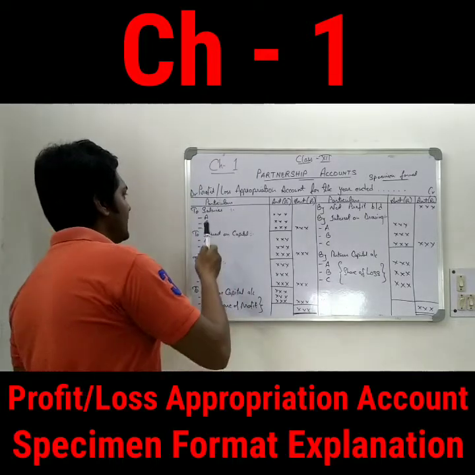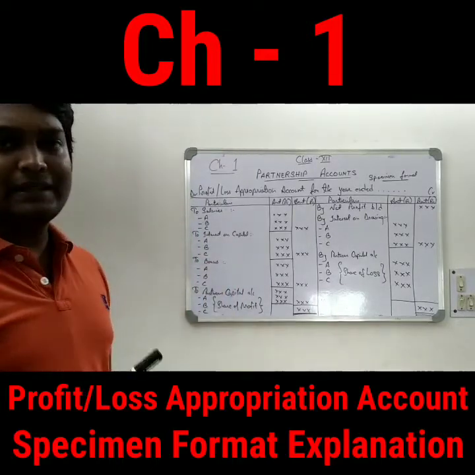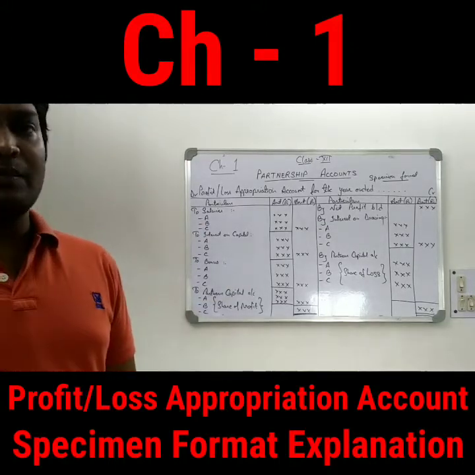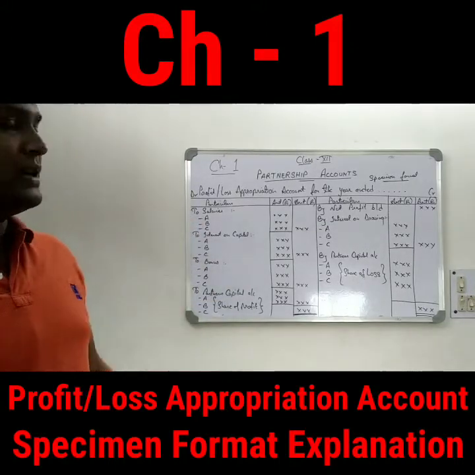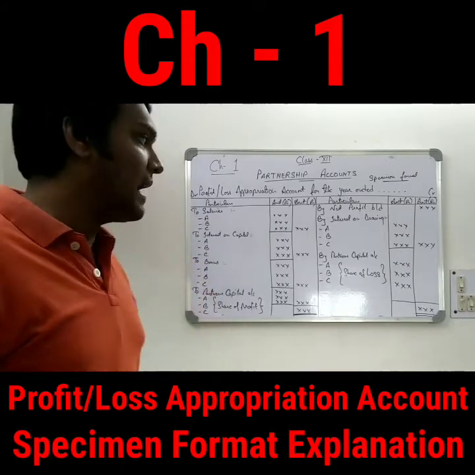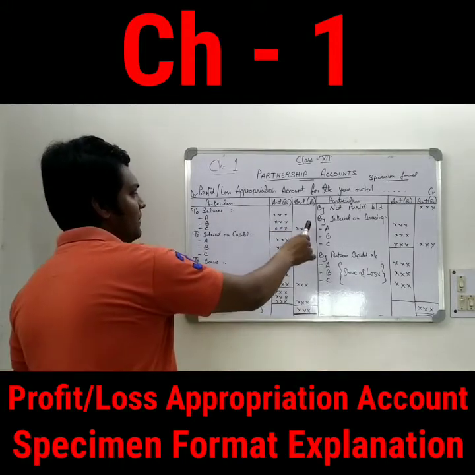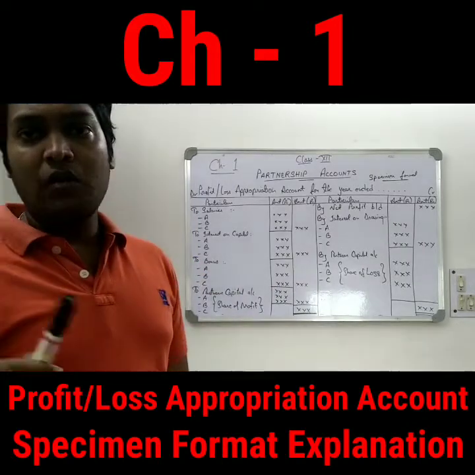What we'll write on the debit side is the salaries, whatever salary is given to the respective partner. Suppose the partner name is ABC. Whatever they are getting, we write here in the inner column. After that we add the part and put the total in the outer column.